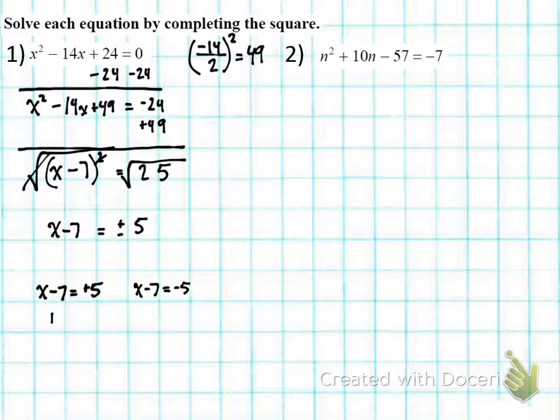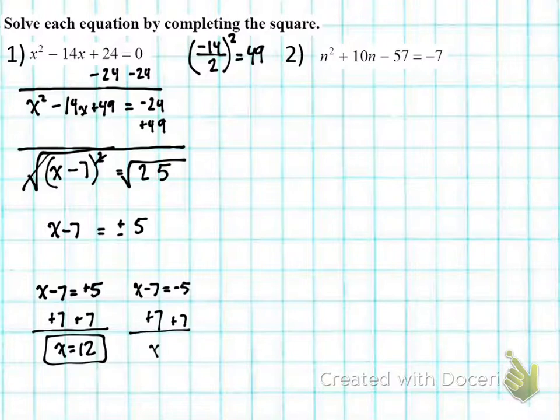Okay? Solve each of these. Add 7 on both sides in the first equation. X is equal to 12. And then on the second equation, we're going to add 7 on both sides. X is equal to 2. Okay? That's how you do number 1.